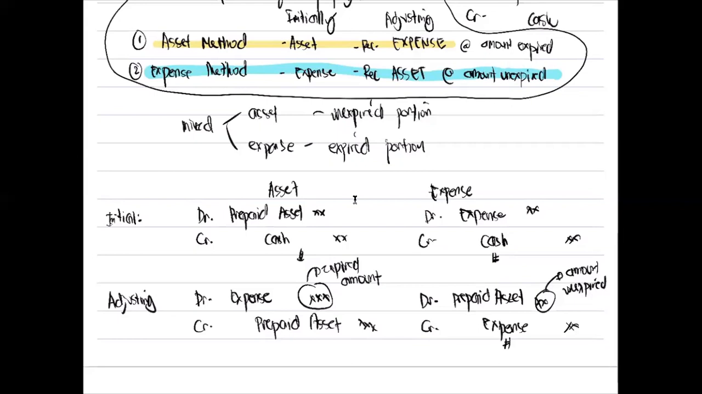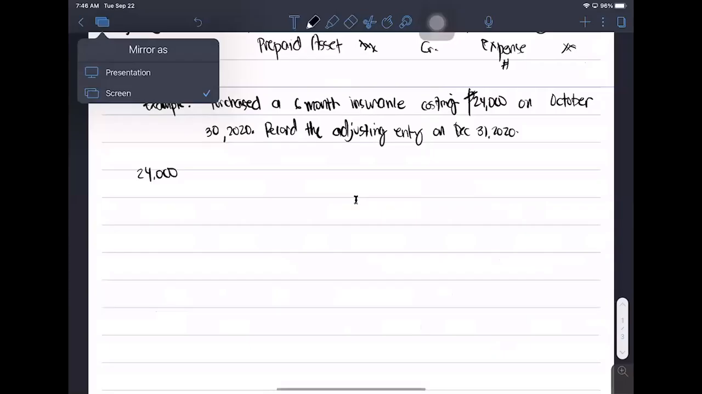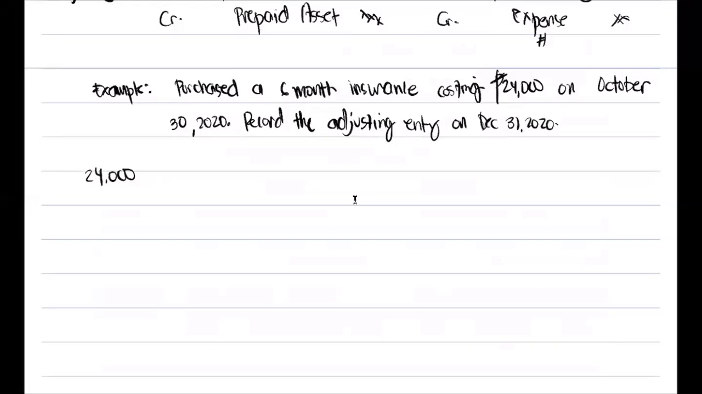So we have here 24,000. What is the period for the 24,000? Okay, so the period for the 24,000 is for 6 months. It is good for 6 months. Since it is good for 6 months, how much is per month? So 24,000 divided by 6, our per month is 4,000. Now, that 4,000, we have a portion expired and a portion unexpired.